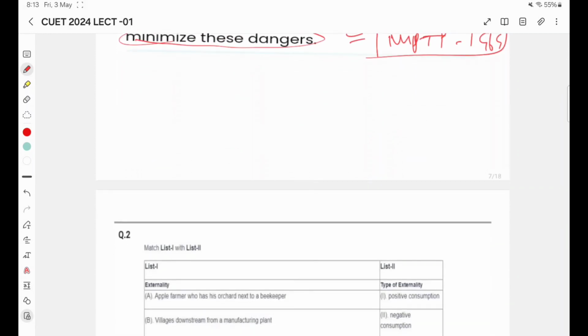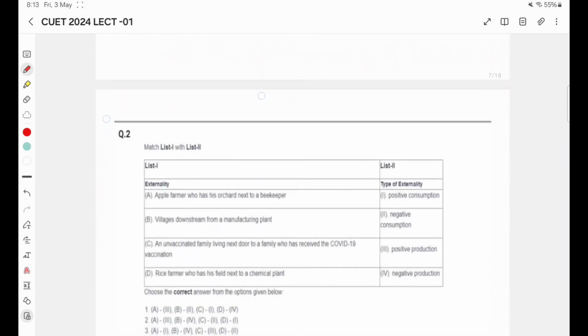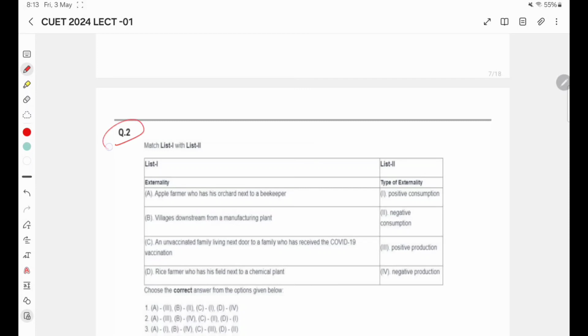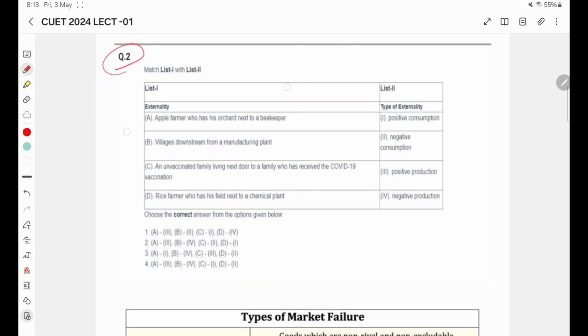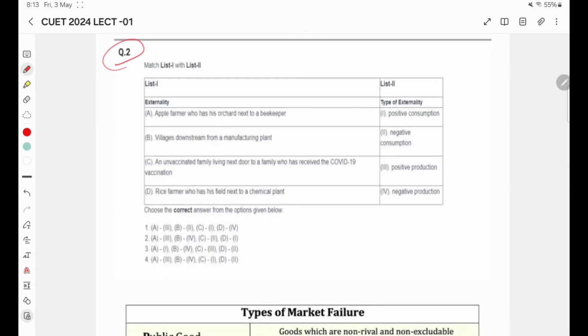So this is all about question number 1 and its discussion. Let's move on to question number 2. In question number 2, there are two lists, list 1 and list 2, and we have to match them. Here the externalities and the types of externalities are given. This question is asked from market failure.